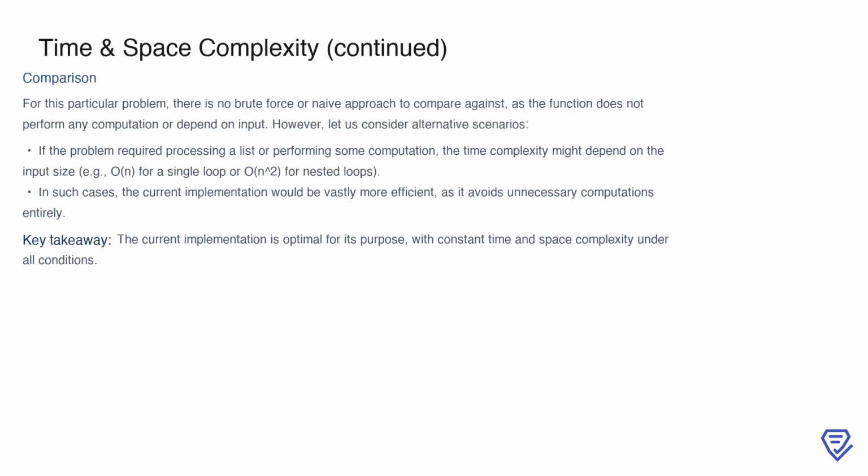To put this into perspective, let's compare this solution to hypothetical alternatives. For a more complex problem that might involve processing a list or performing input-dependent computations, the time complexity could scale with the input size, for example, O(n) for a single loop or O(n²) for nested loops. However, in this case, the function avoids any such operations by design. As a result, it achieves constant time and space complexity, which is optimal. The key takeaway here is that the current implementation is perfectly suited to its purpose, providing maximum efficiency by eliminating any unnecessary computations or memory usage.